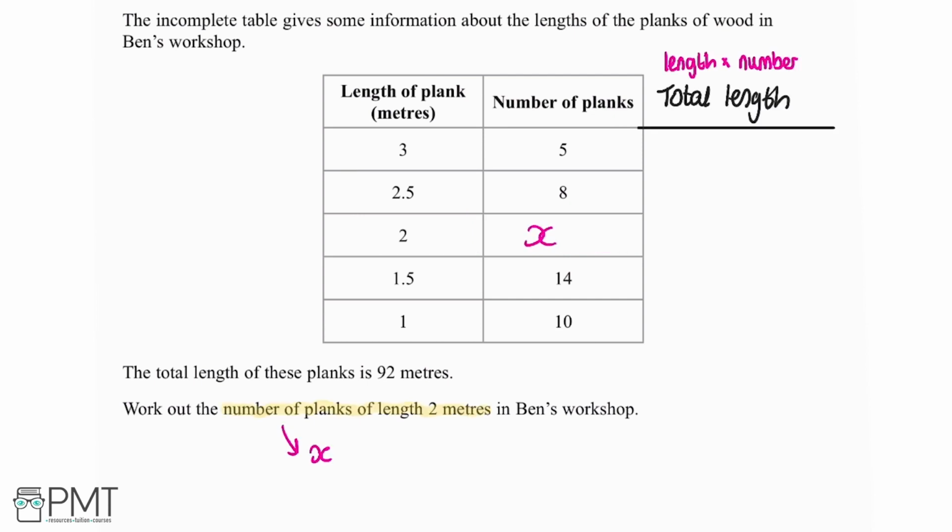Now I'm going to do another column called total length, and this is going to be the length multiplied by the number. For example, here we're going to do 3 multiplied by 5. And we're doing that because here we've got the length of planks, so the length of one of the planks is 3 metres. And here's the number of planks we've got. But we want to know how many metres that is in total. So imagine I've got 5 planks of length 3 metres, and I lay them out one in front of the other.